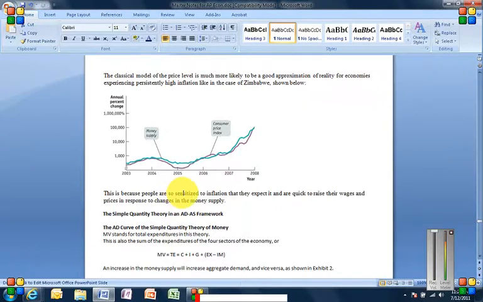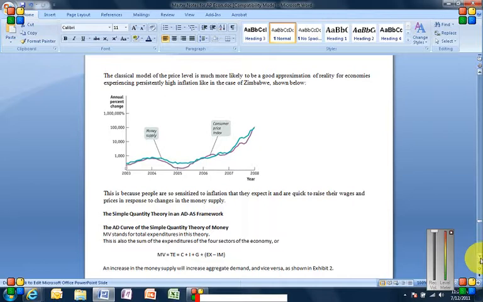So, in the case of inflation, let's say you're living in Zimbabwe, you get so used to the inflation that you kind of make preparations for it. If you're an employer or if you're a laborer, you expect inflation to be out of control and for it to not change anytime soon, and so you adapt to that life, that reality, and you're quick to raise your wages and prices in response to changes in the money supply.